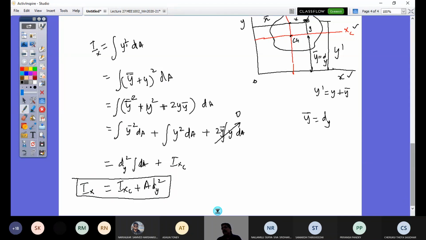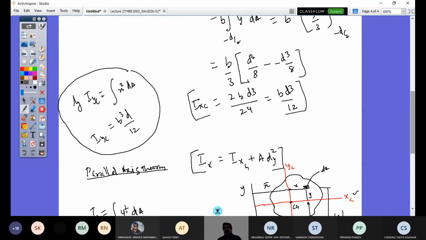True. So that is what I have explained here, and that's what I have written here. Ixc you can write, or Ixg. Some books write G, some books write this. So about the centroidal axis, if I know the moment of inertia, I can find it about any parallel axis by applying the parallel axis theorem. So that you have understood.